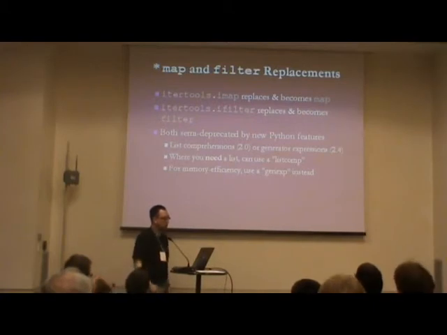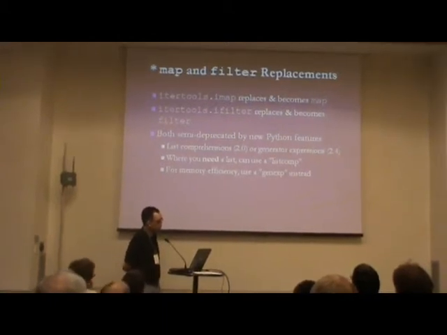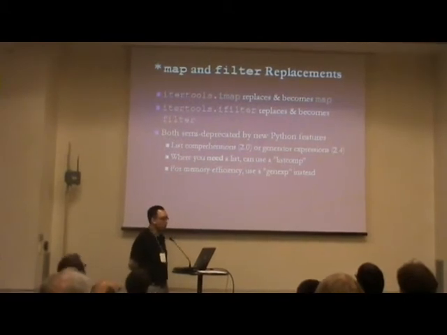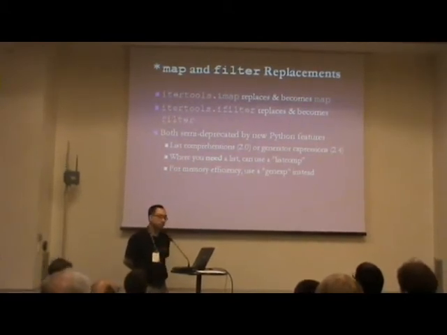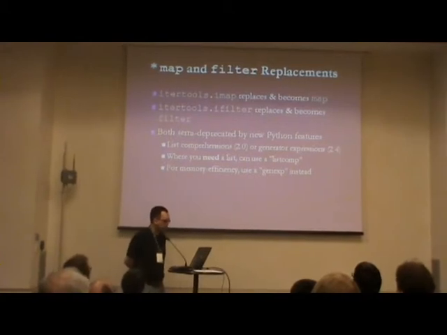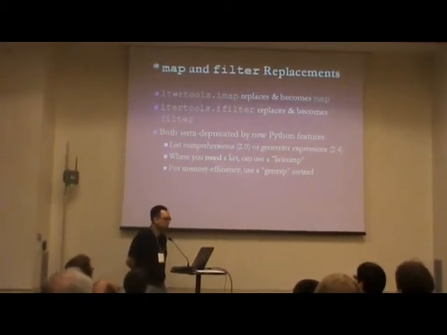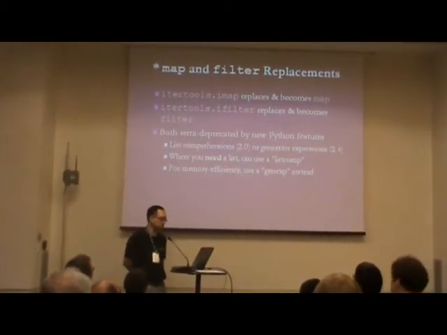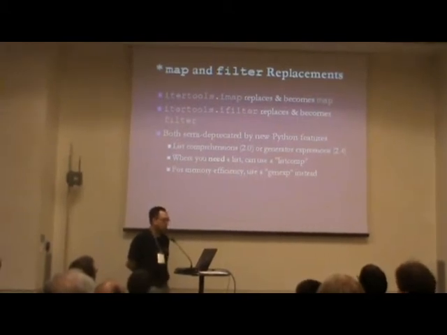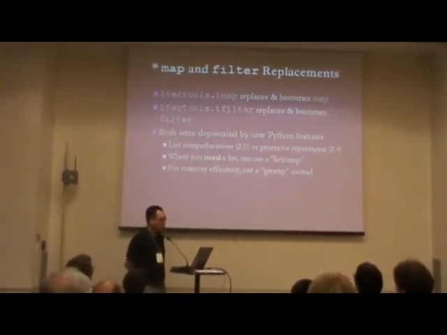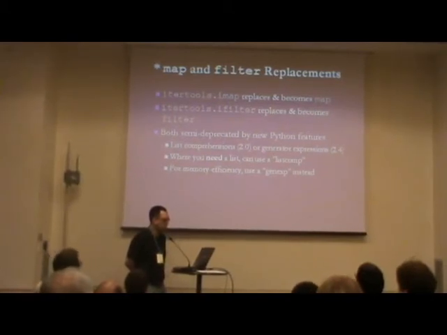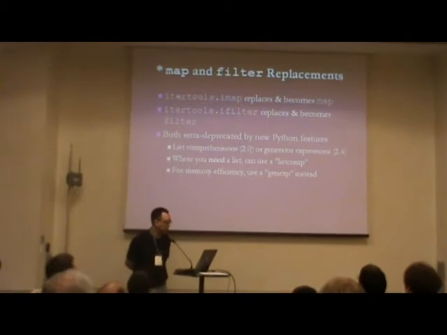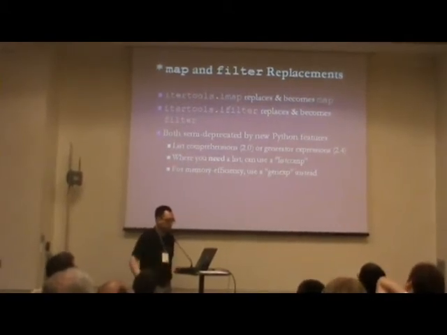So map and filter. Currently in Python 2, they both return lists. There is an itertools module that has an iterator called imap and another one called ifilter, and both of these become the new map and filter in Python 3. Actually, map and filter themselves have already been obsoleted by list comprehensions and generator expressions, because you don't really need to use them anymore because of that syntax. Wherever you need a list, you can use a list comprehension, but to be better with memory, you should use a generator expression instead.